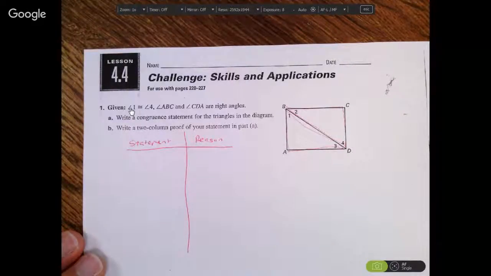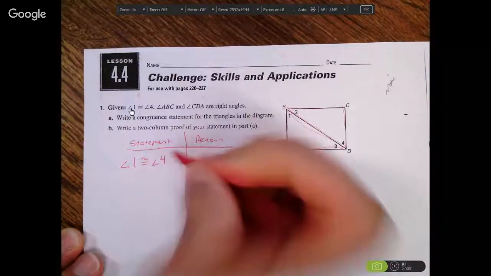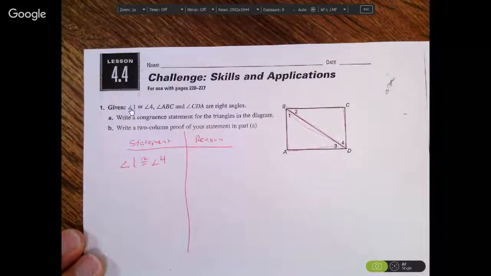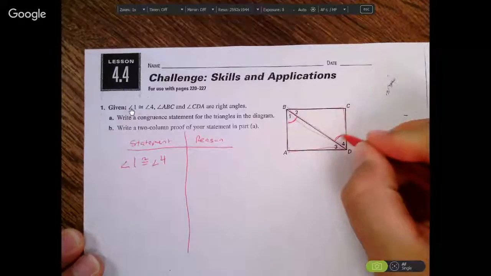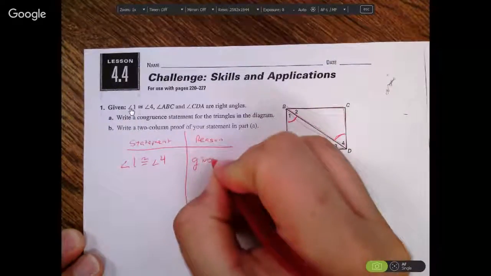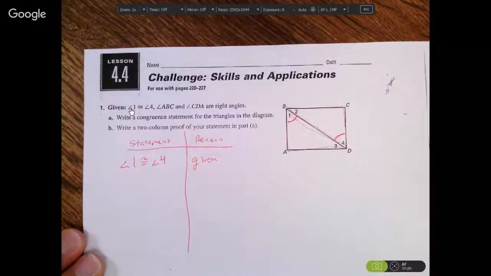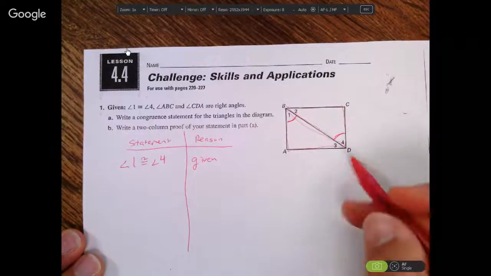Yesterday we were kind of asked the question, does the order matter in how we do this? So the order doesn't necessarily matter. So I'm going to go ahead and just go angle 1 is congruent to angle 4. Okay? So angle 1 is congruent to angle 4. And how did I know that? Because it's given. And I can tell you that almost every single time, whatever's given, you need to include in your proof. Okay? So right off the bat, I have an angle.